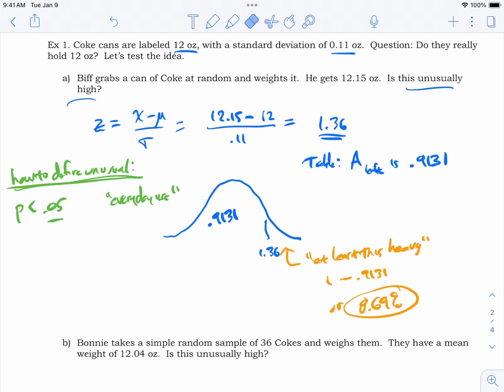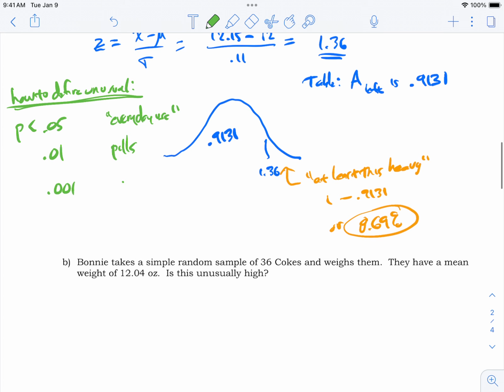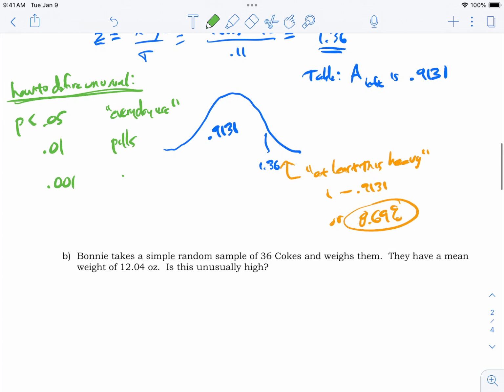So let's go like this. That's our everyday one. And remember, we had 0.01. That's kind of like if you're making pills, you want them to be safe. Or 0.001. That's like if you're going to doubt a law of physics or something. I don't know. So anyway, that's that. So it's probably not a heavy Coke.